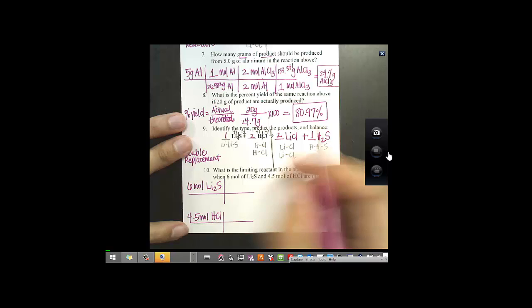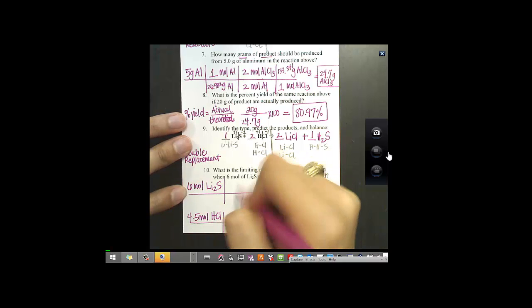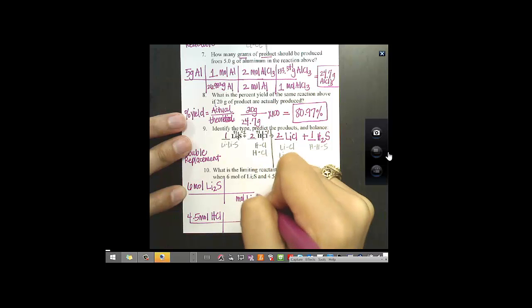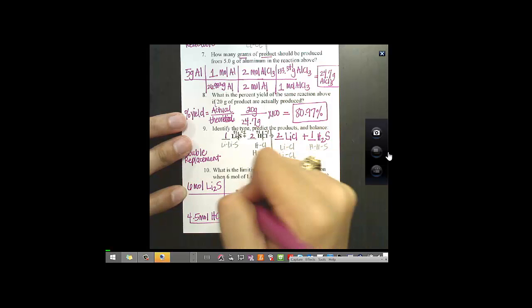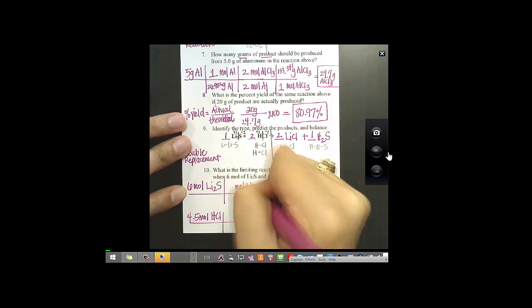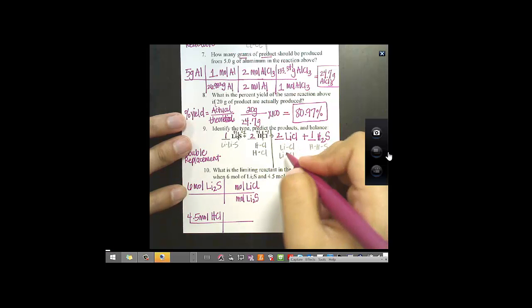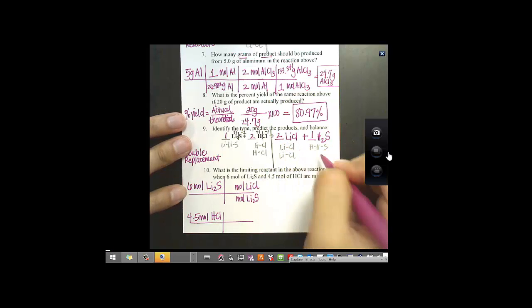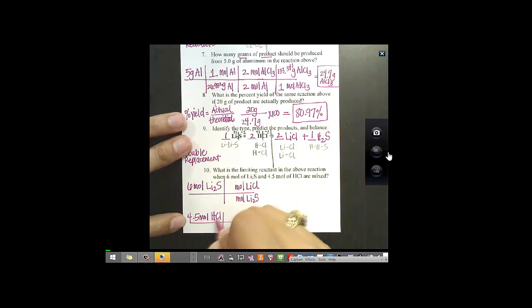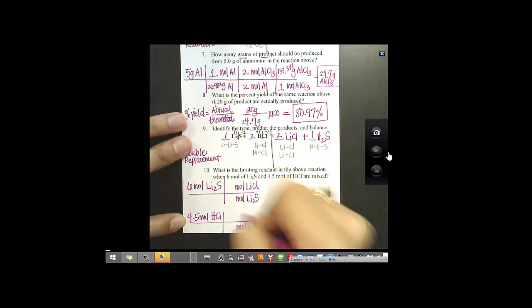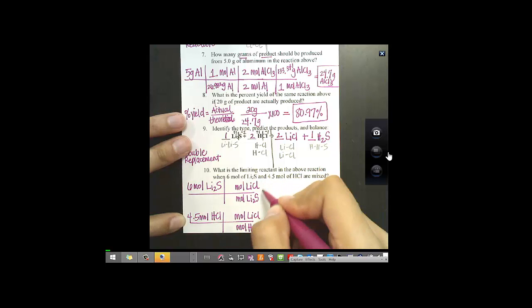So for my first dimensional analysis setup, I'm going to cancel out moles of lithium sulfide, and I'm going to change that into lithium chloride. It's the first reactant, so I just chose it. It really doesn't matter which one you pick. In the second dimensional analysis setup, I have moles of HCl, so I'll need to cancel out moles of HCl this time. But I'm going to change it also into lithium chloride, just like the other one.